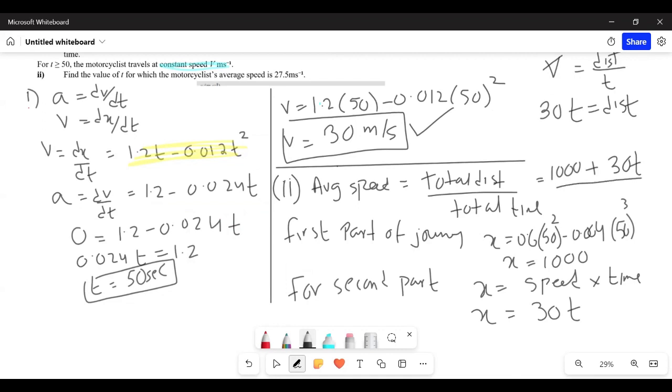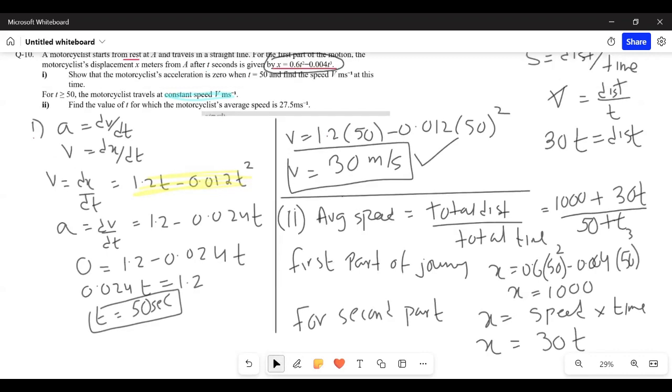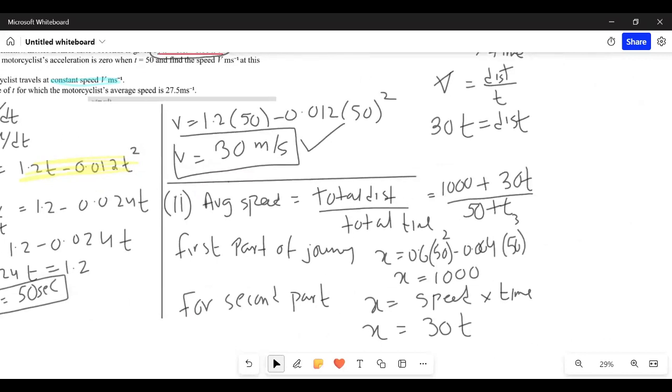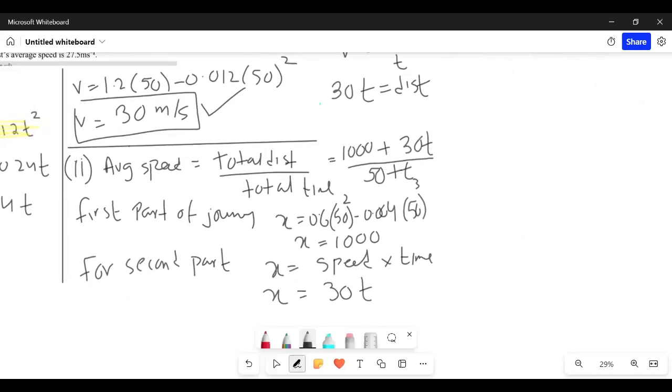Upon total time. Now the total time for the first part of the journey is 50, and the second part of the journey has some value, t. So I am calling that 50 for the first part and plus t for the second part. So total time is 50 plus t, and this equals the average speed given in the question, 27.5. So equate this to 27.5 and find the time from it.